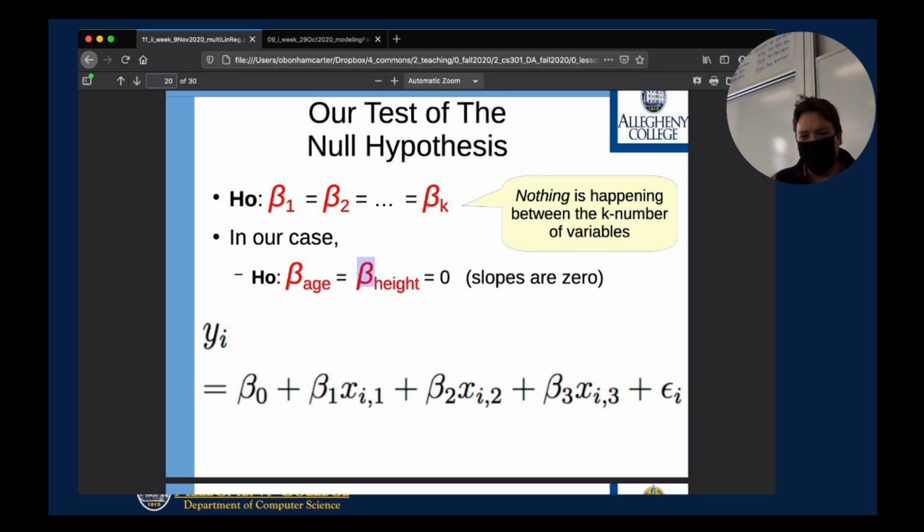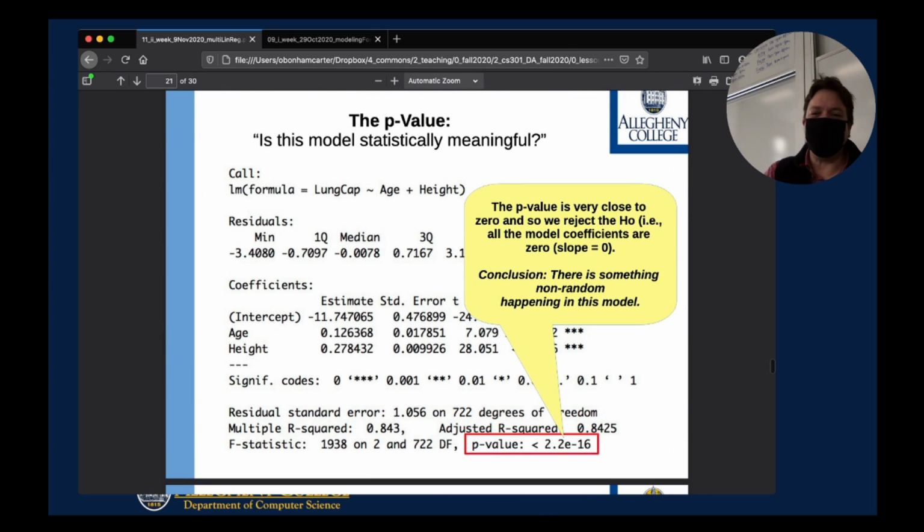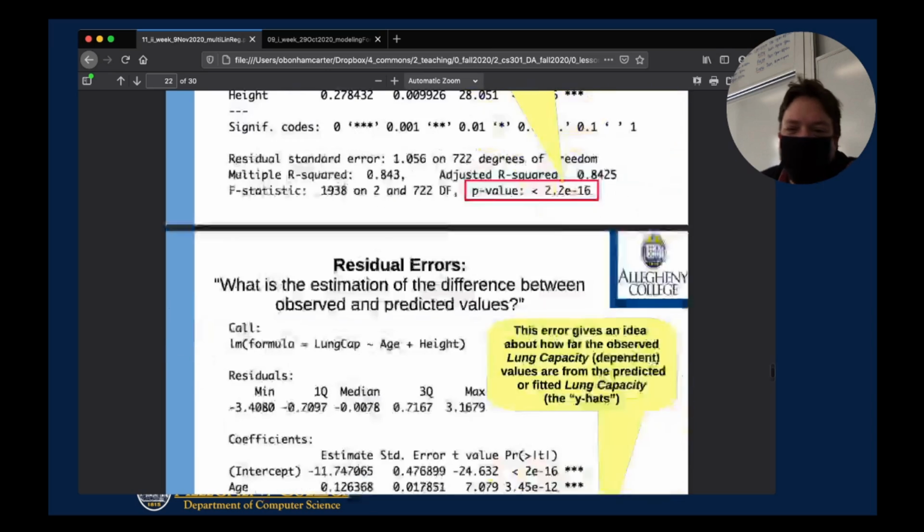Age is 0, the b for height is 0. All the slopes are 0. So that means that beta 1, beta 2, beta 3 are zeros. So the p-value here is very close to 0 in this particular model. And so we can conclude that there is something non-random happening in this model. The model is accurate. It's suggesting that something is going on. These variables are doing something. Age and height are doing something.